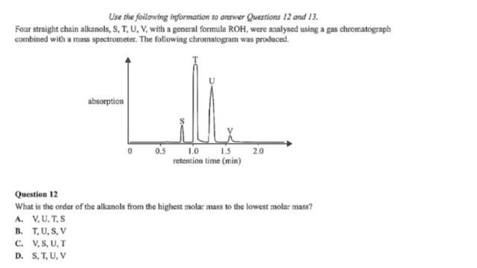Okay, question 12. 4 straight chain alkanols S, T, U and V with general formula ROH, R being the alkyl group, were analysed using a gas chromatograph combined with a mass spectrometer. The following chromatogram was produced. Okay, so we've got that there. Now, the order of the alkanols from the highest molar mass to the lowest molar mass, easy as, guys.